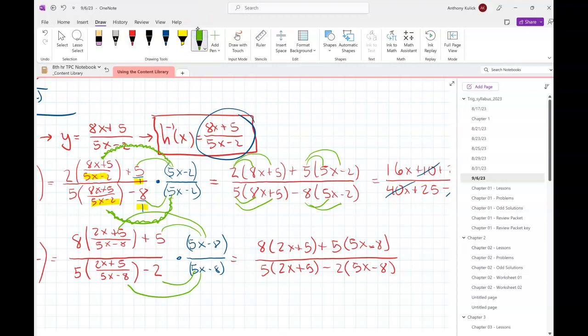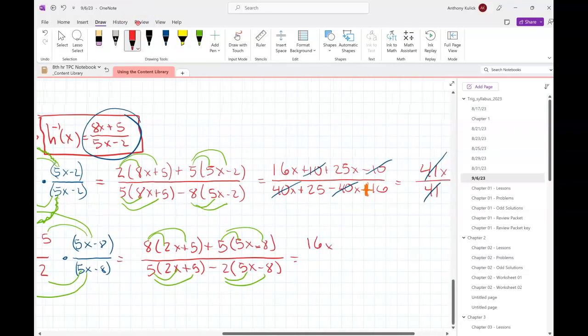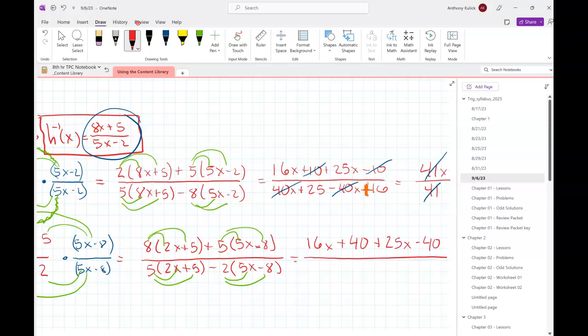All looking good so far? Okay, distribute some stuffs. So what do we get here? 16x plus 40 plus 25x minus 40 over 10x plus 25 minus 10x minus 16, right? No, what's wrong? Yeah, there we go. That's what I'm talking about. Make sure we're distributing those negatives.